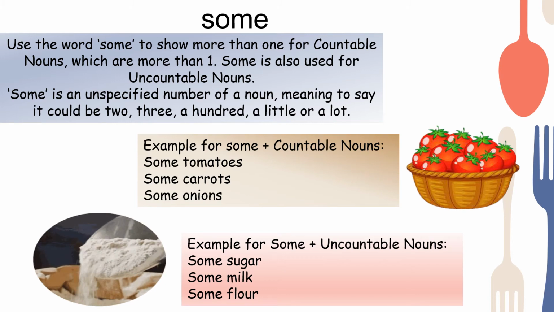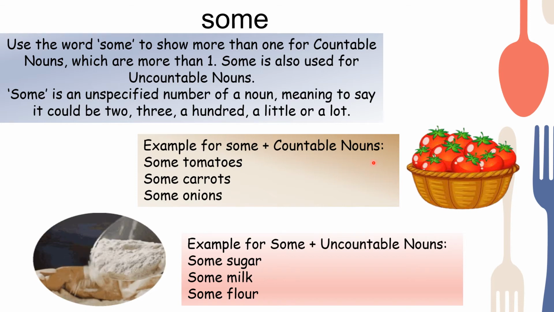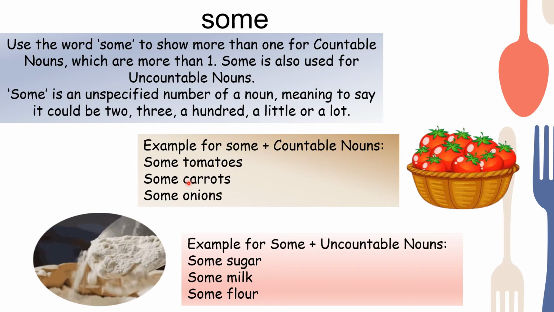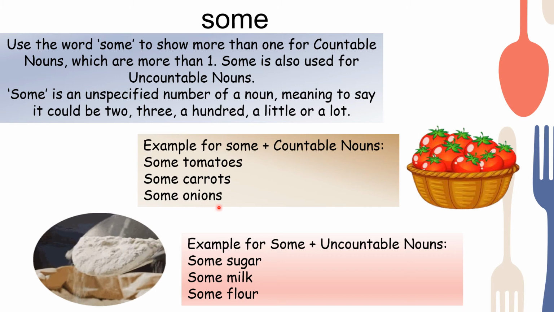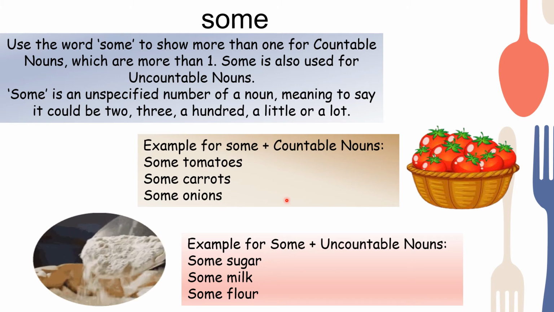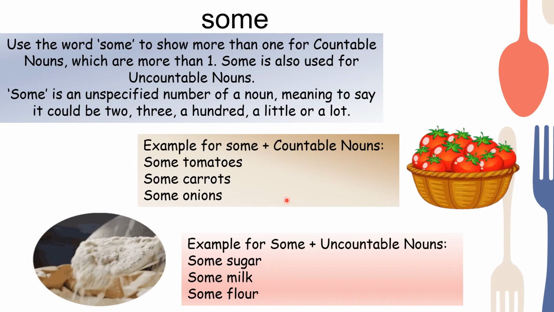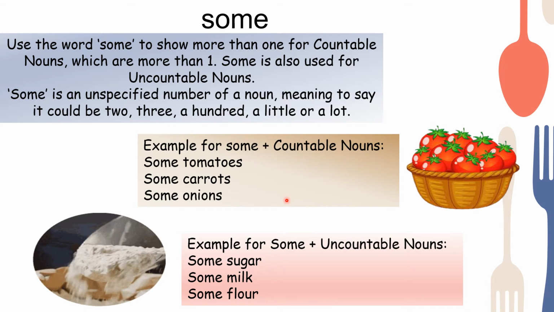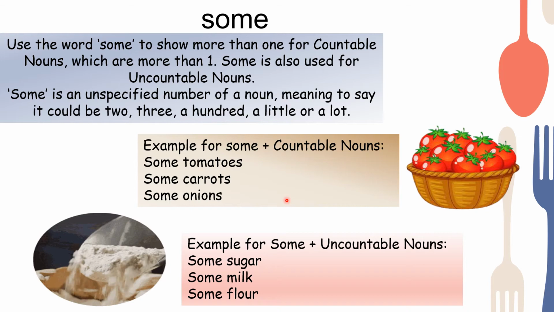Now look at the given example below. For countable nouns, we can use the word some as such. Some tomatoes, some carrots, some onions. Now, as I have explained earlier, the word some is an unspecified number or amount of a noun. So it means we do not know how many or how much the amount of something is. That is why we use the word some.